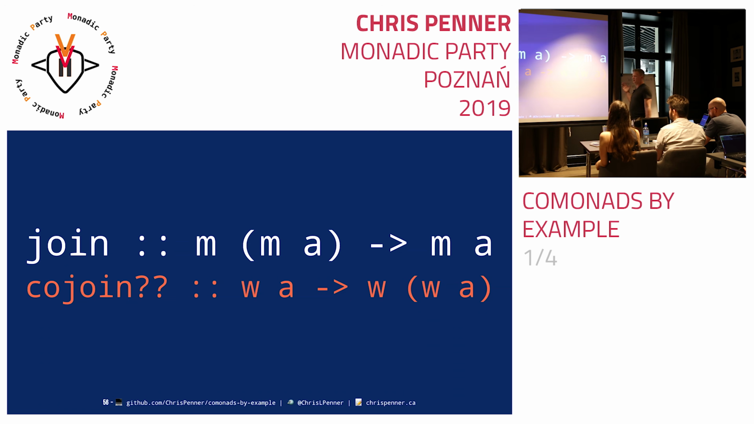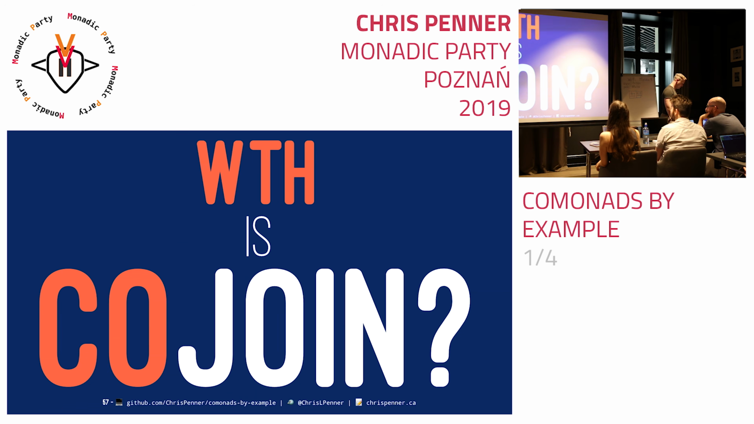So do we have a cojoin? What does this even mean? We flipped all of the arrows, and now we can go from an unnested value, and we can nest it. Okay, does that mean anything? Is that interesting? Sure it is.